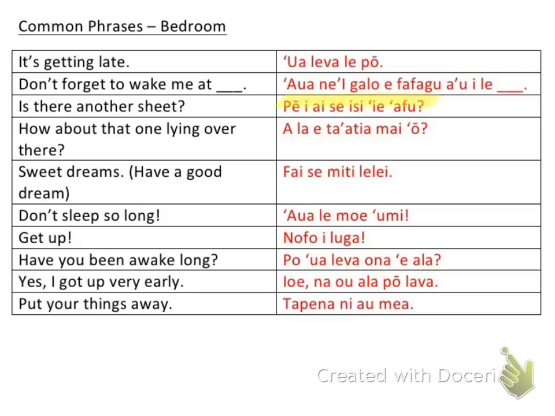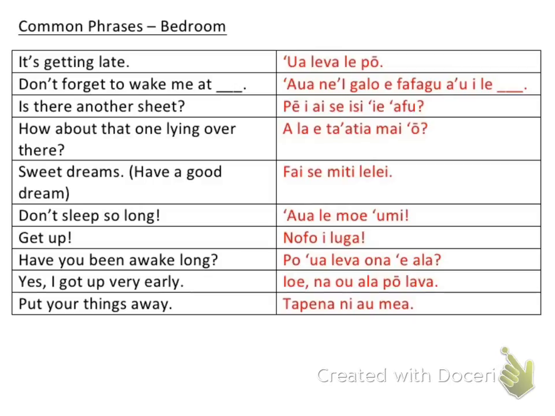And is there another sheet? Is pe iai se isi ie afu? Okay. How about that one lying over there? This would be alai ta'atia mai o. Okay, so this phrase right here, this la a, would be slurred into alai ta'atia mai o.